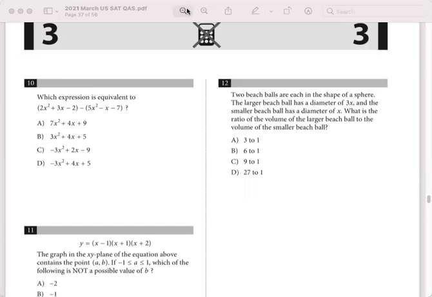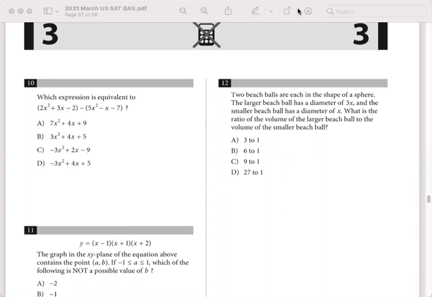Okay, let's go to question 12. Two beach balls are each in the shape of a sphere. The larger beach ball has a diameter of 3x and the smaller beach ball has a diameter of x. What is the ratio of the volume of the larger beach ball to the volume of the smaller beach ball?